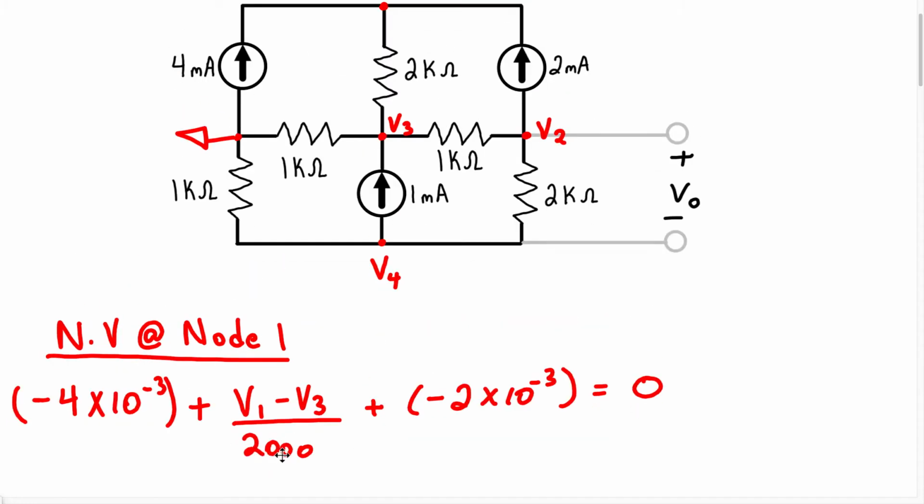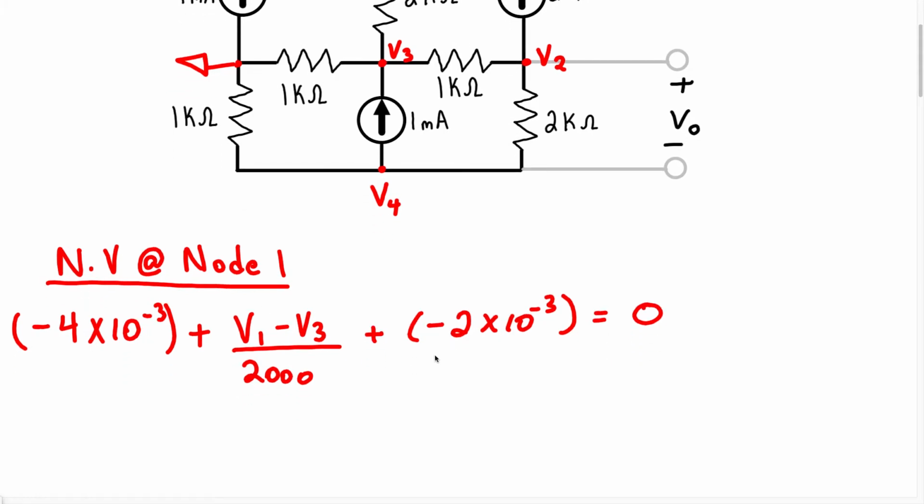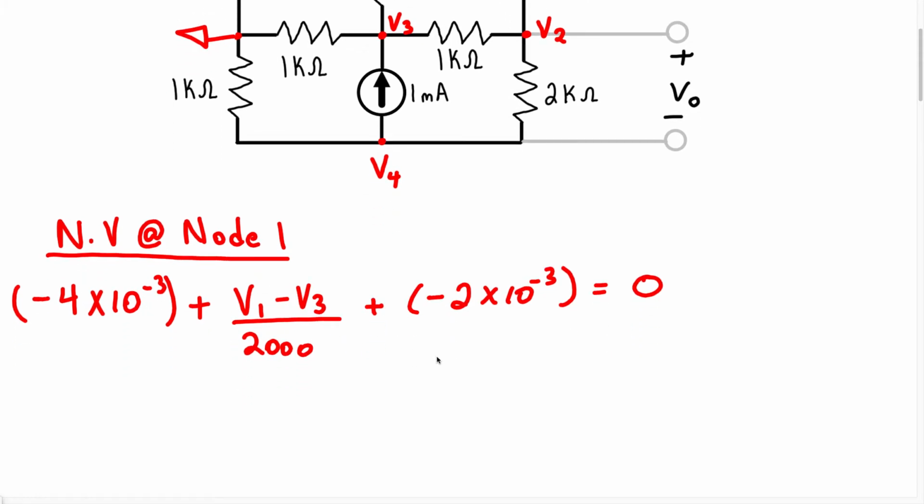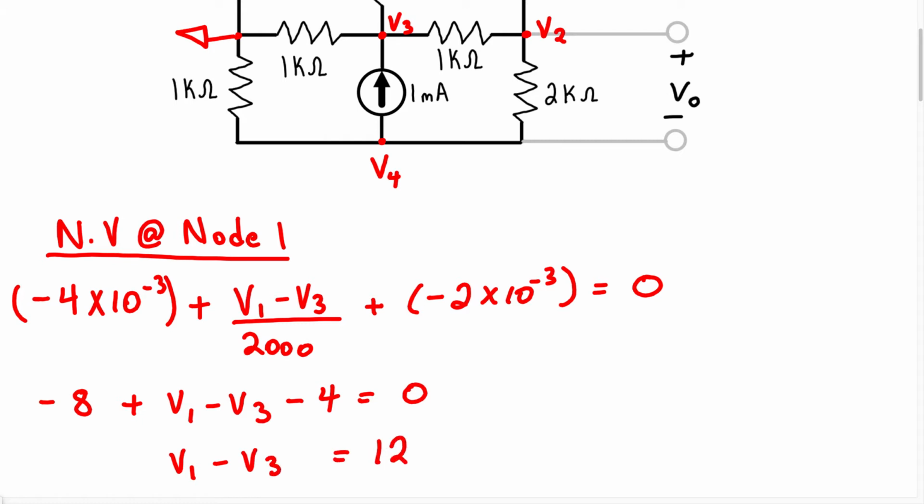So we want to get rid of this 2000. So we're going to multiply each term by 2000. That's going to give us negative 8 plus V1 minus V3 minus 4 equals 0. Therefore, we're going to get V1 minus V3 equals positive 12. So this is going to be equation 1. We have V1 and V3, and these are our two unknowns for this particular node.